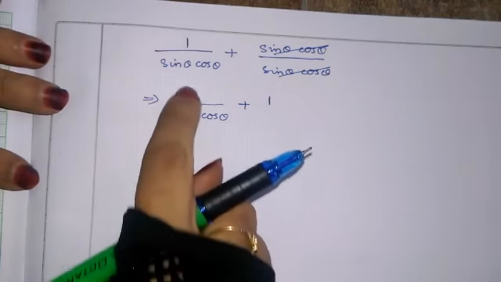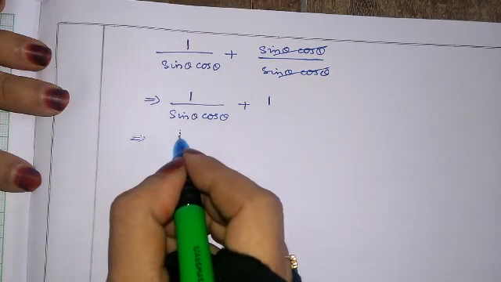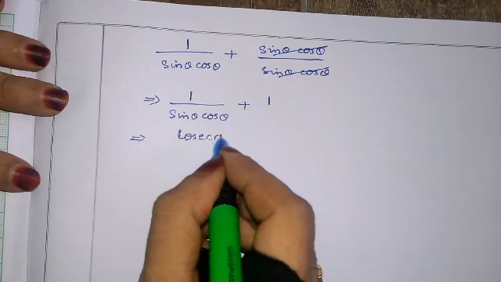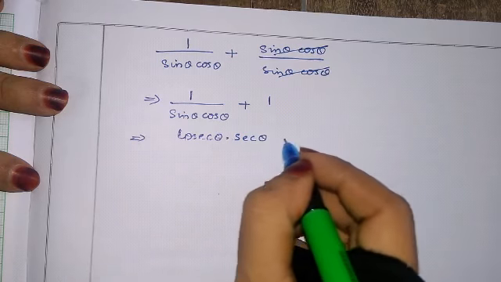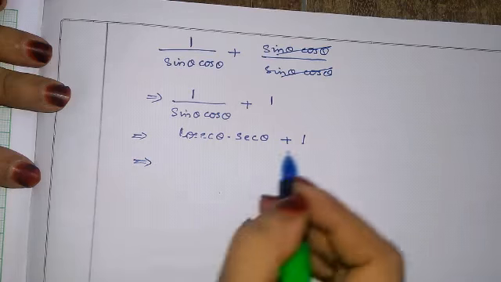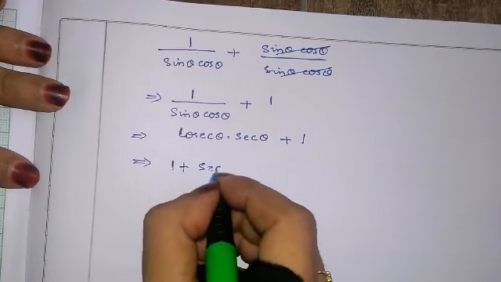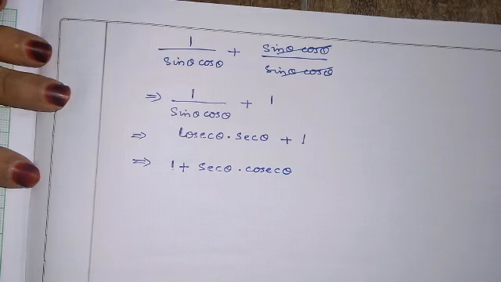Now 1 upon sin theta is cosec theta and 1 upon cos theta is sec theta, plus 1. What have they told us to prove? They have told to prove, but we should write sec theta first, as they have told, then cosec theta, or cosec theta first, sec theta next.